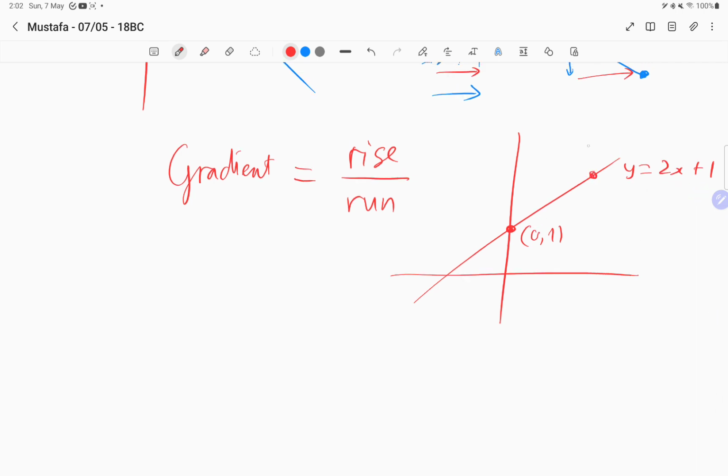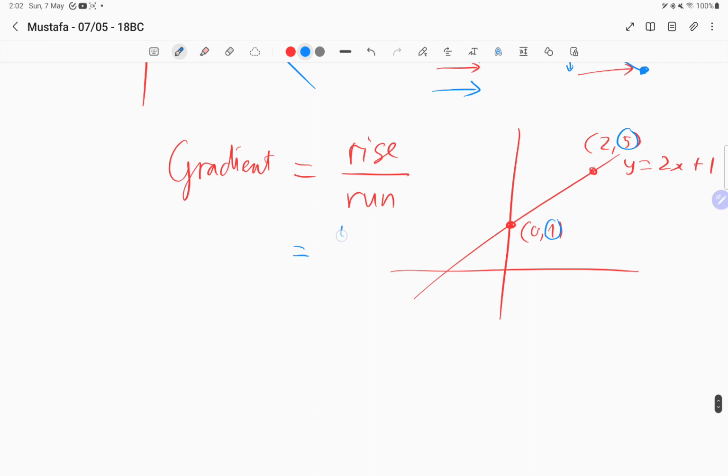Now, when x equals 2, y is 5, very good. So we have the points (0, 1) and (2, 5). Rise is the difference in the y values. So it rises from 1 to 5. What's the rise? It's 4. What's the run? It's 2. So it's 4 over 2, which is 2. The gradient is 2.